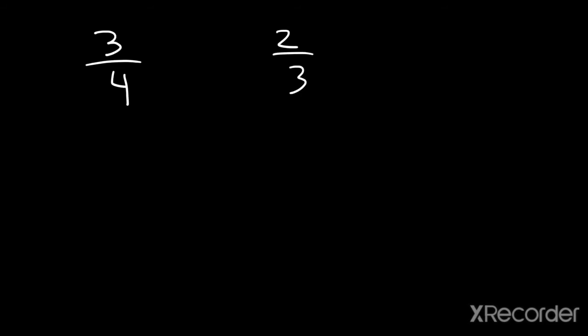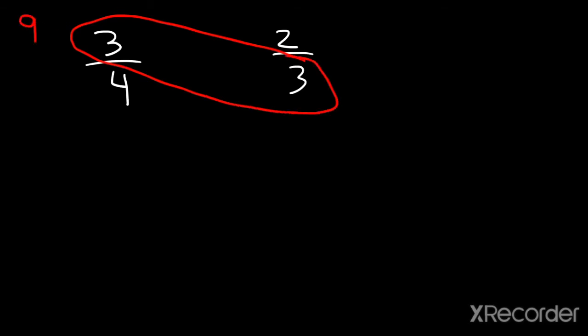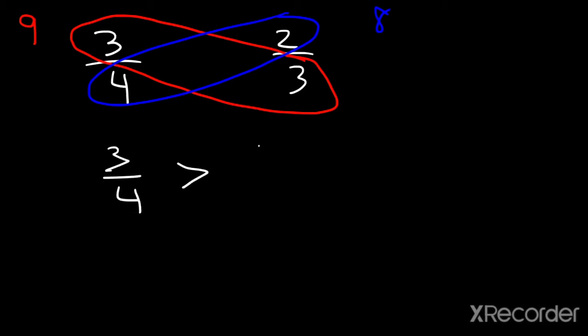Let's try the cross multiplication technique. We're going to multiply 3 by 3. 3 by 3 is 9. Next, we're going to multiply 4 and 2, which is 8. So 9 is larger than 8. Therefore, 3 divided by 4 is greater than 2 divided by 3.